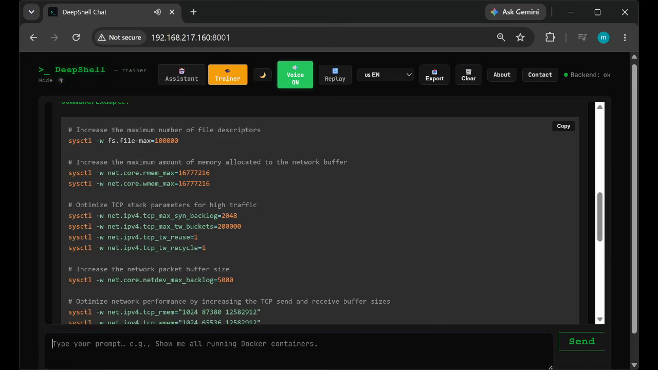The net.core.rmem_max and net.core.wmem_max parameters control the maximum amount of memory allocated to the network buffer, which can help prevent packet loss during peak traffic. The net.ipv4.